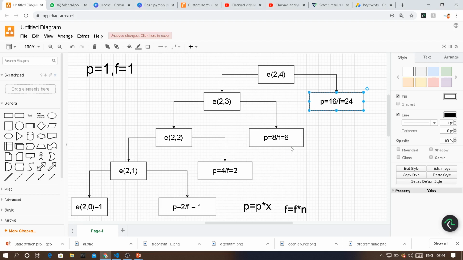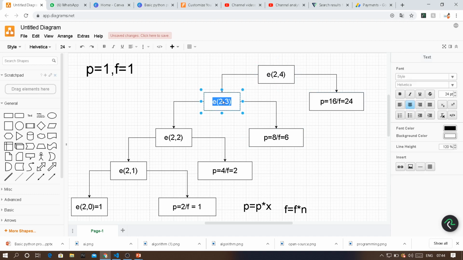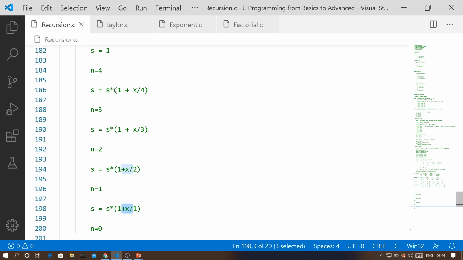So when e of 2 comma 4 is given, I'll just get rid of the internal parts first, and we will represent it. I asked you to remember one thing: before reducing the value of n, we are calculating this equation. Which means that before the recursive call, this calculation should take place. Before calling the recursive function, this calculation should have taken place.